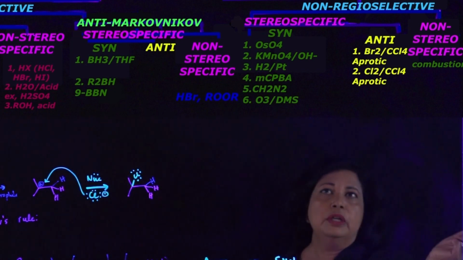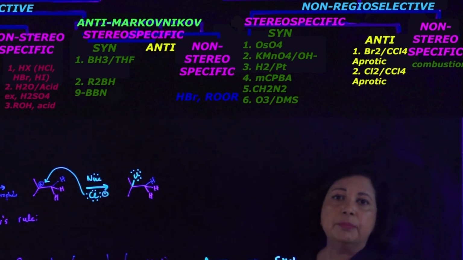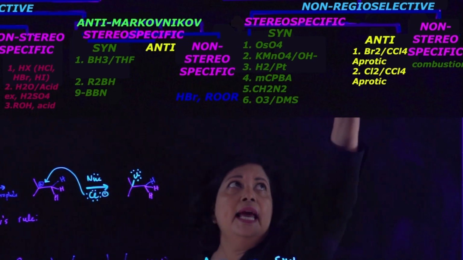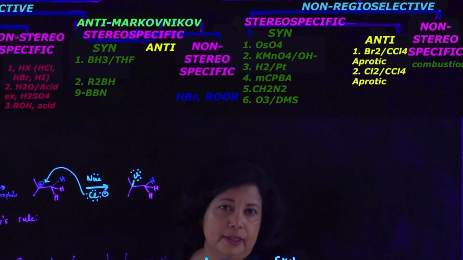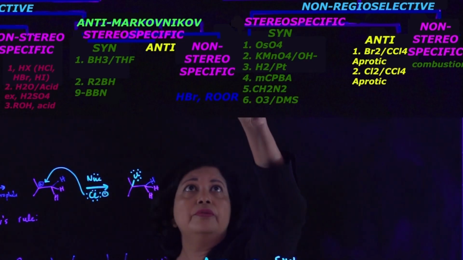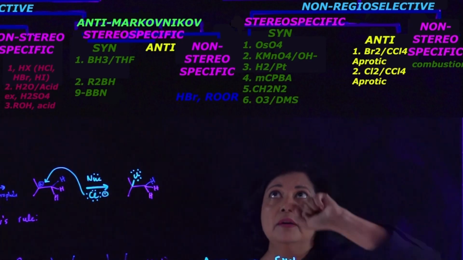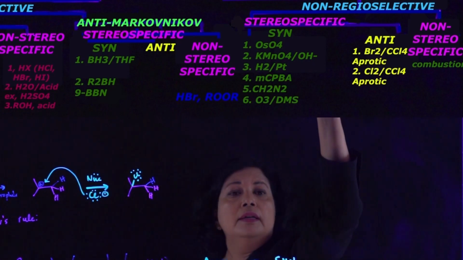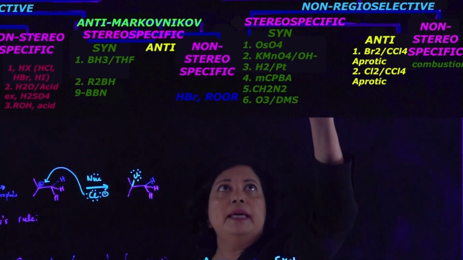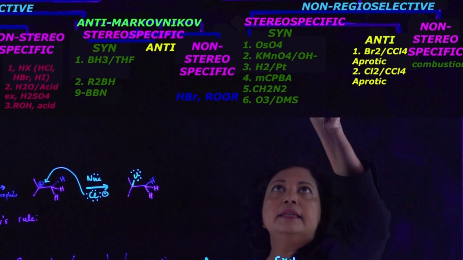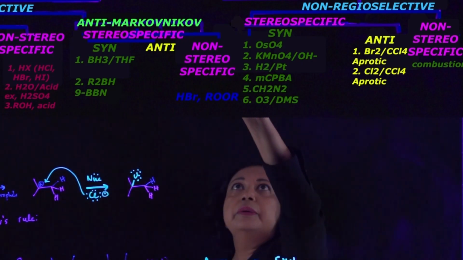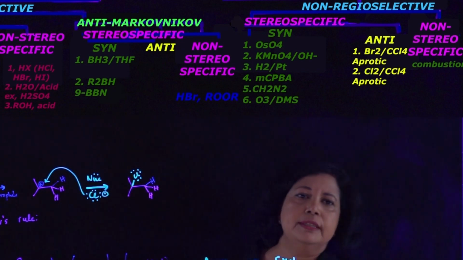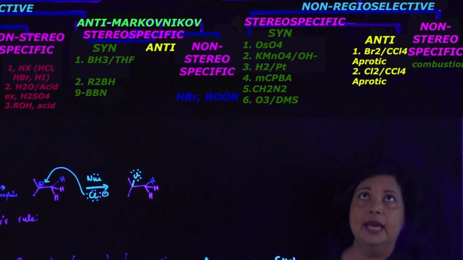Non-regioselective means the nucleophile and the electrophile don't really have a preference for either termini of the alkene. Those can be syn and anti if they're stereospecific. The syn reactions are quite a few. There are about 6 of them that we're going to be talking about: osmium tetroxide, potassium permanganate in base, hydrogen and platinum, epoxidation with MCPBA or a peroxide, diazomethane, and also ozonolysis. Ozonolysis is initially a syn addition, which is then scrambled and lost during the reaction.